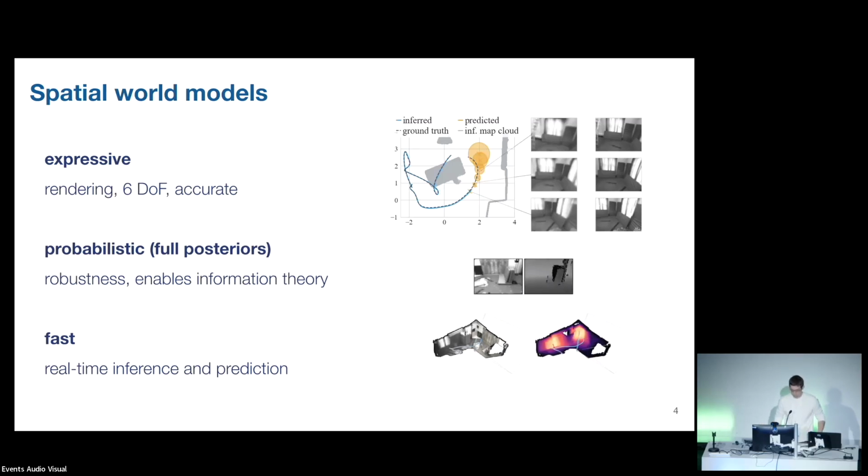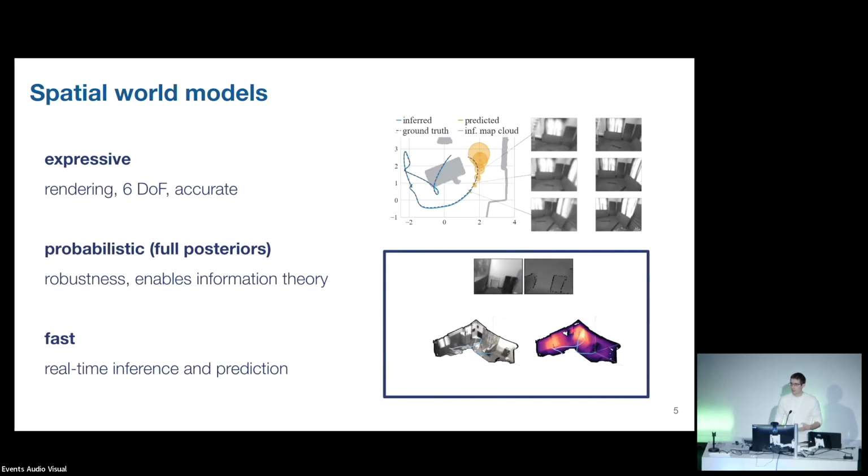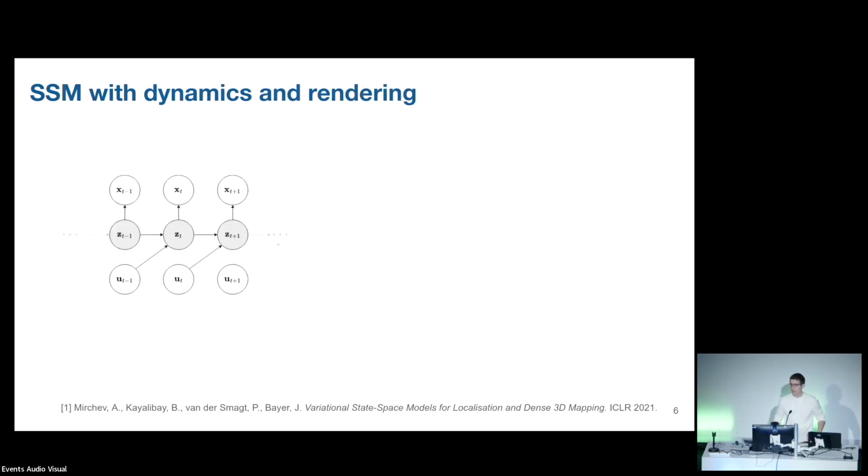What I'm going to focus on today is how to infer such models from data in a reliable manner that satisfies all of these 3 requirements. And to understand how we do this, first I need to introduce our paradigm of choice, which is working with state space models, and these are augmented with a map.